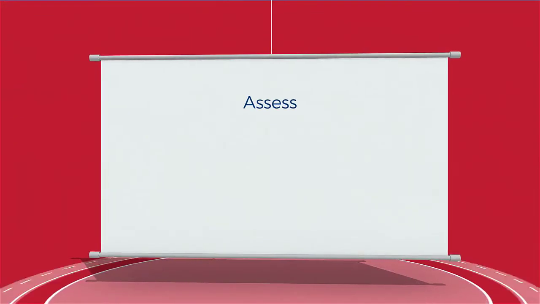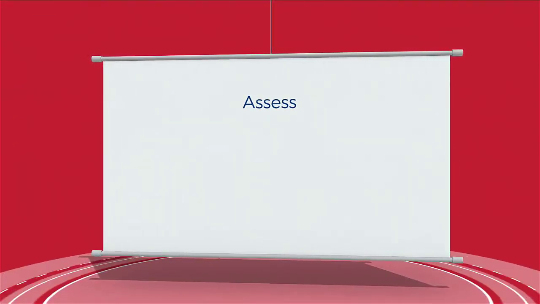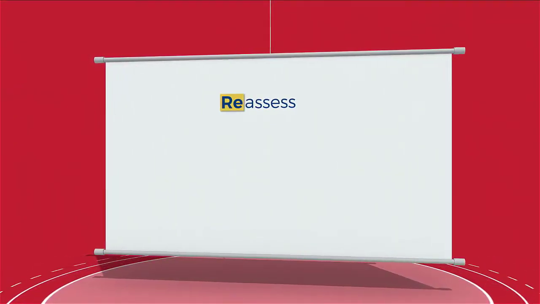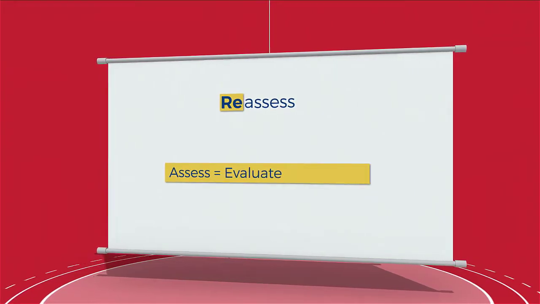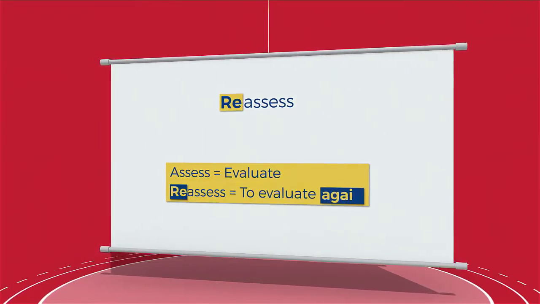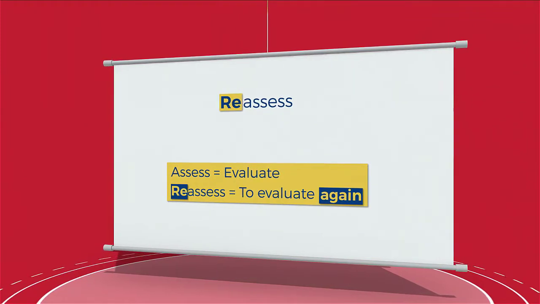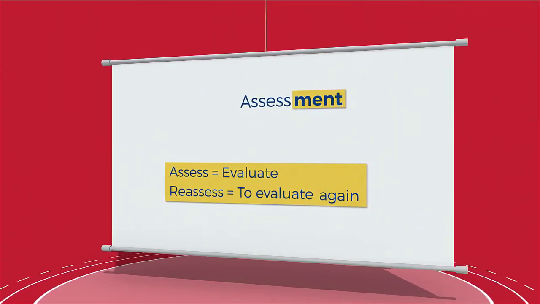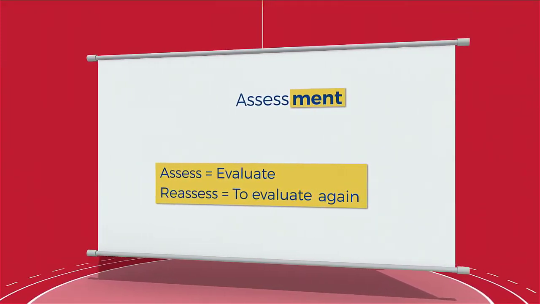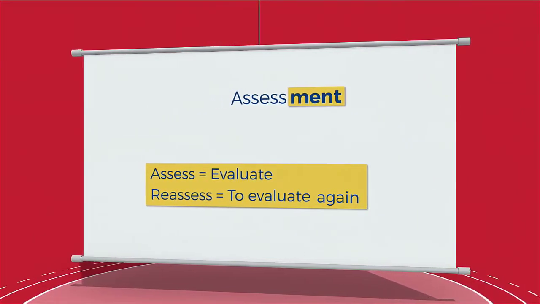Take the root word assess. When you add the prefix re, you get reassess. The meaning of the word has changed from evaluate to evaluate again. When you add the suffix ment, you get another new meaning and a new part of speech. The verb assess has become the noun assessment.